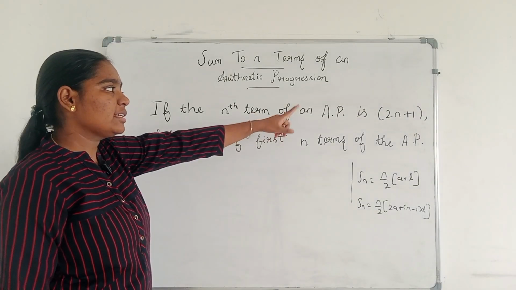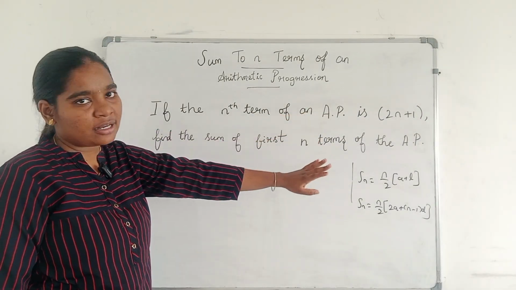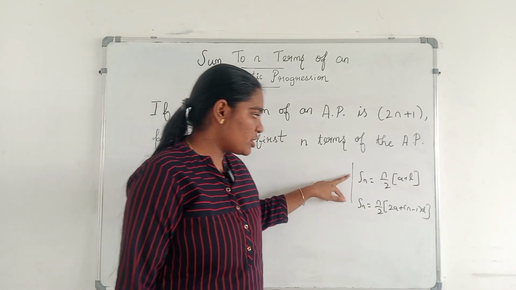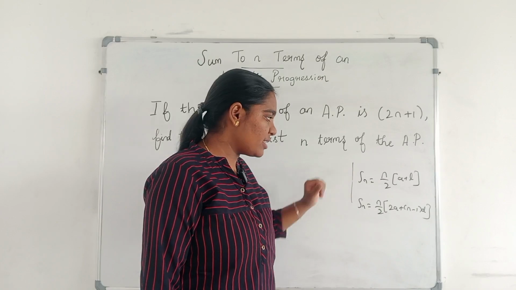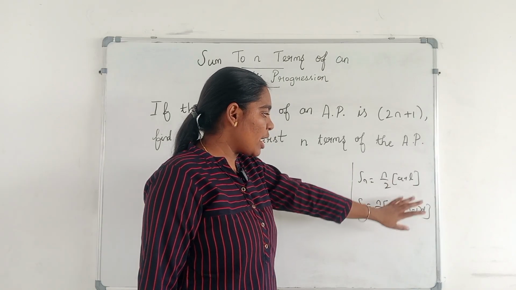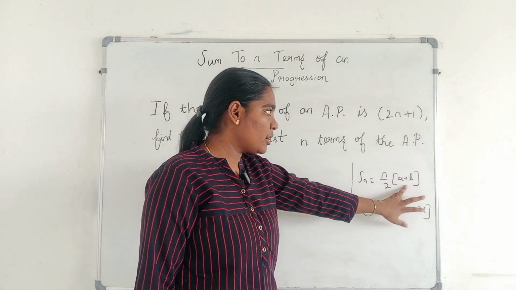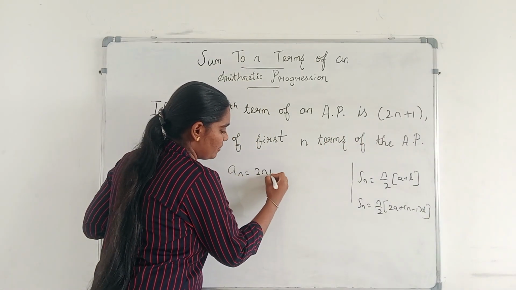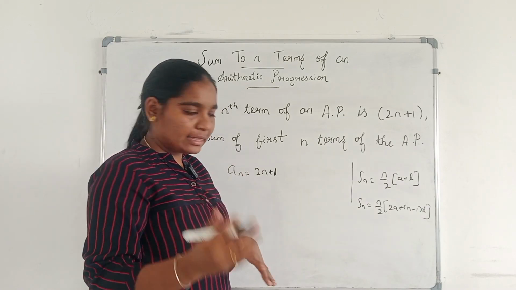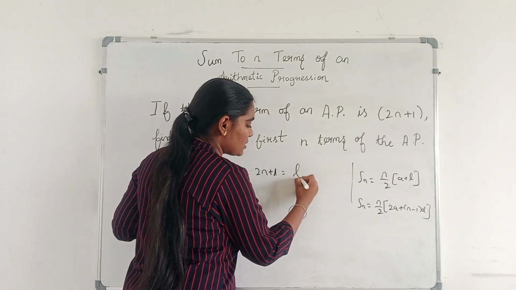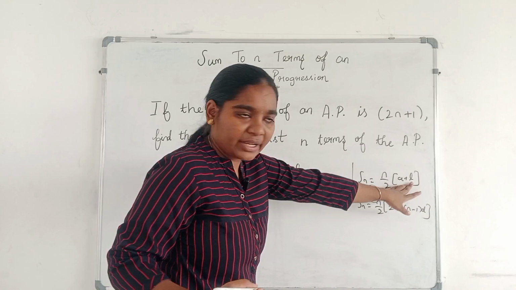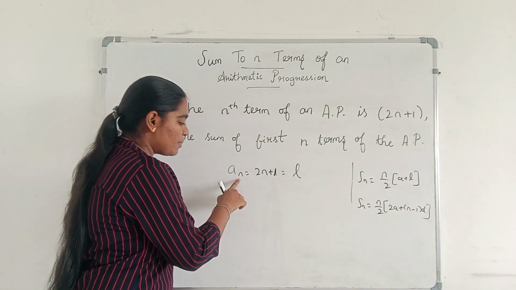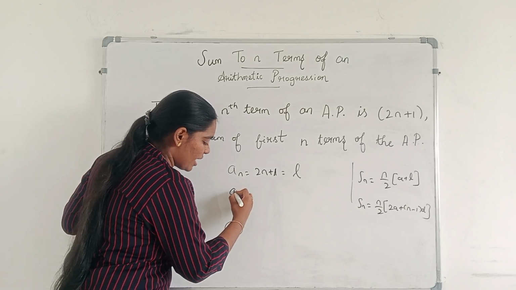Right. Now, we can do another problem. If the nth term of an AP is 2n plus 1, then find the sum of the first n terms of the AP. By using either of these formulas, we can find the value. Now, I am applying the second formula here because the nth term is given. I can take this nth term as my last term. So, I have l now. I need a, which means the first term. So, in the place of n, I can substitute 1.